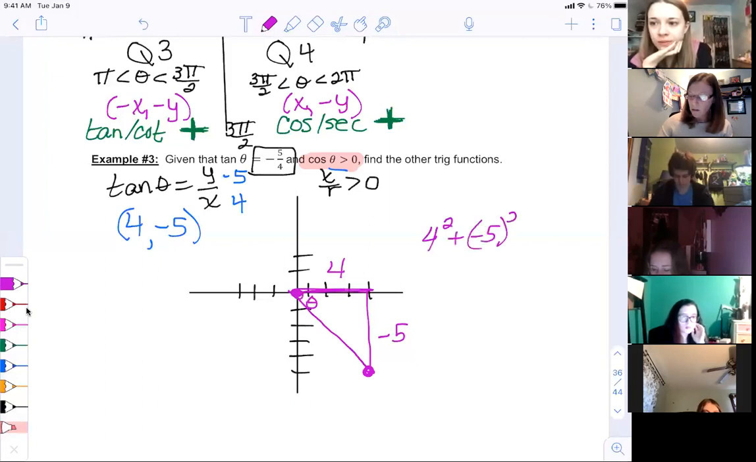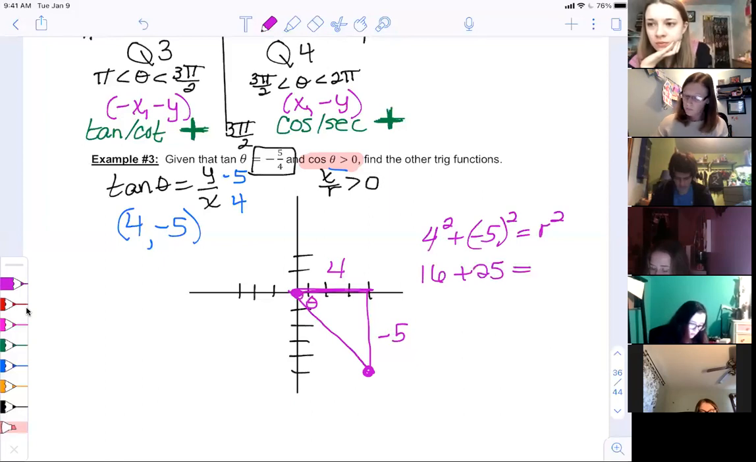Remember, anytime you square a negative, it becomes positive. So we have 16 and 25. Can you break down the square root of 41 at all? No, it doesn't break down.